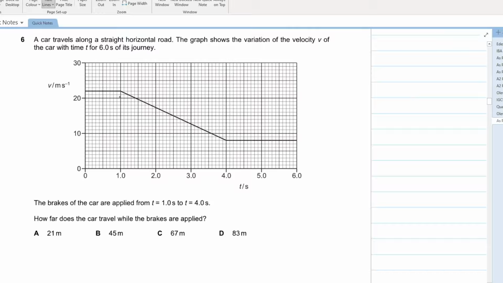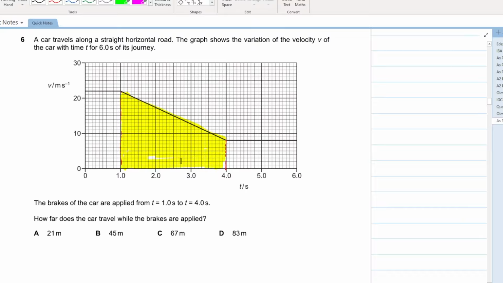Okay, so we have to calculate how far the car travels between t equals 1 till t equals 4 seconds. In this period, we have to calculate the distance. This will be the area under the velocity-time graph. Can you realize what this is? This is a trapezium.